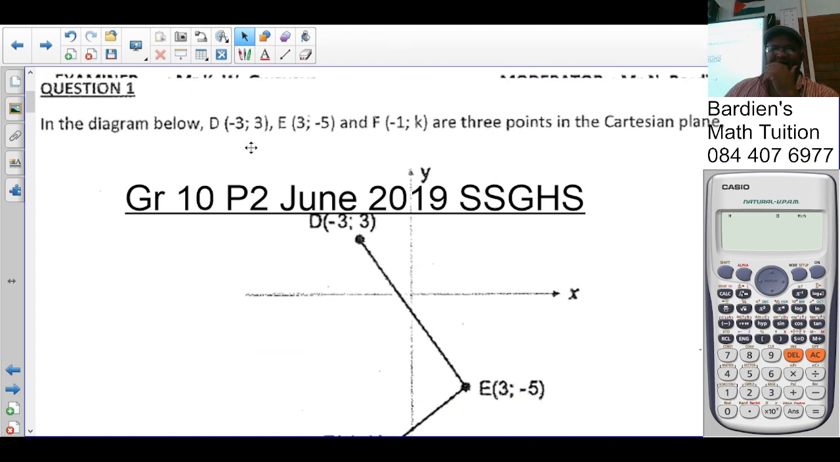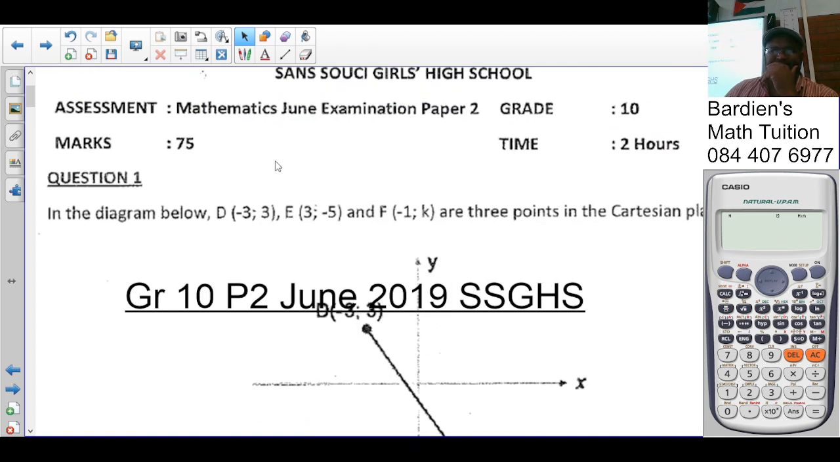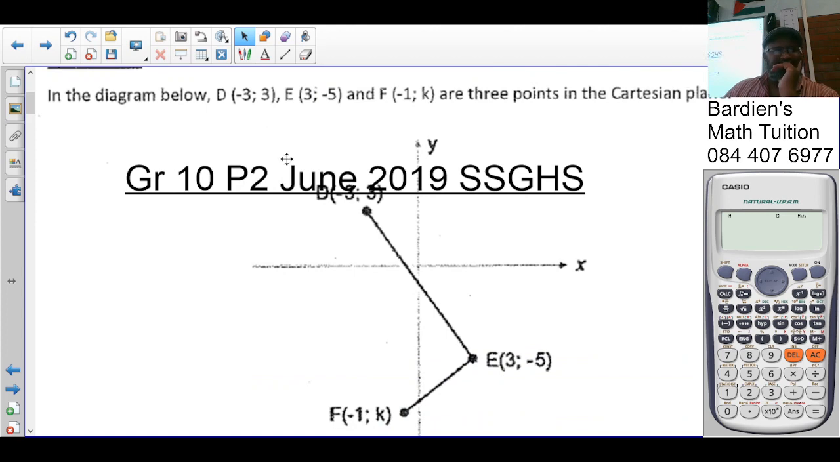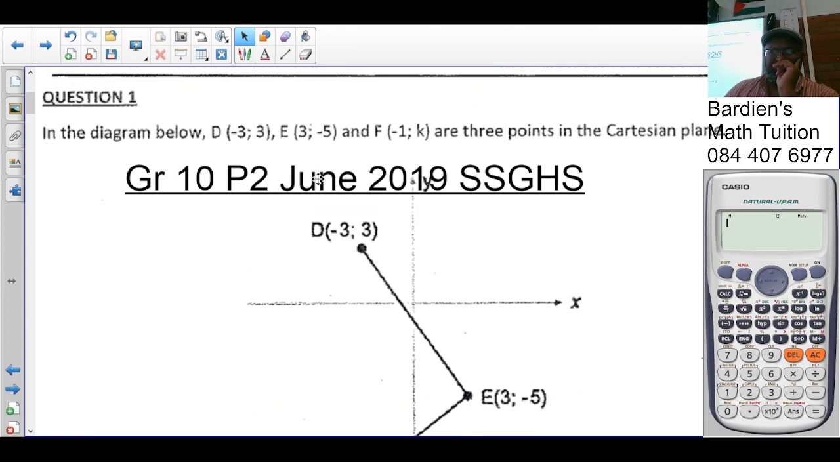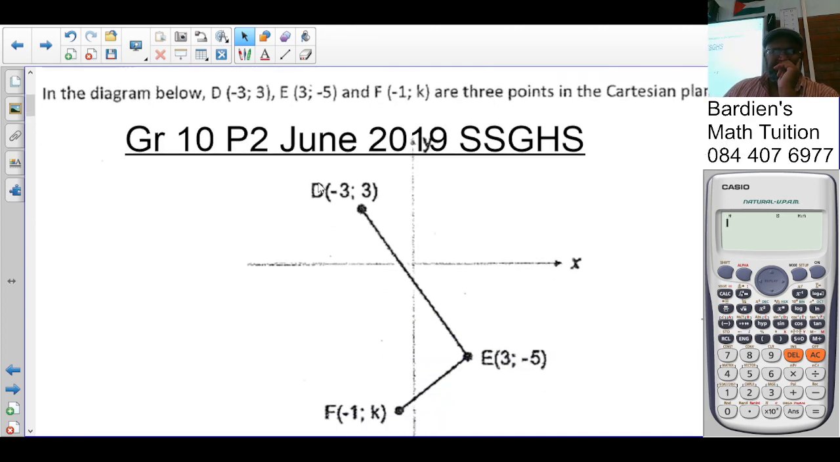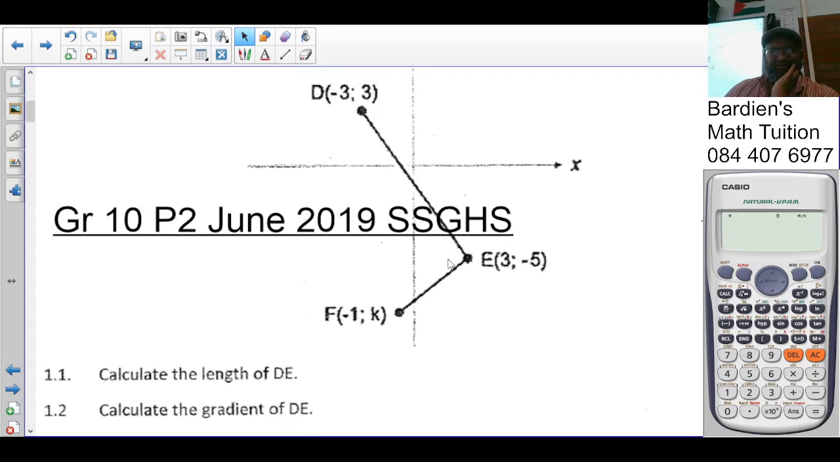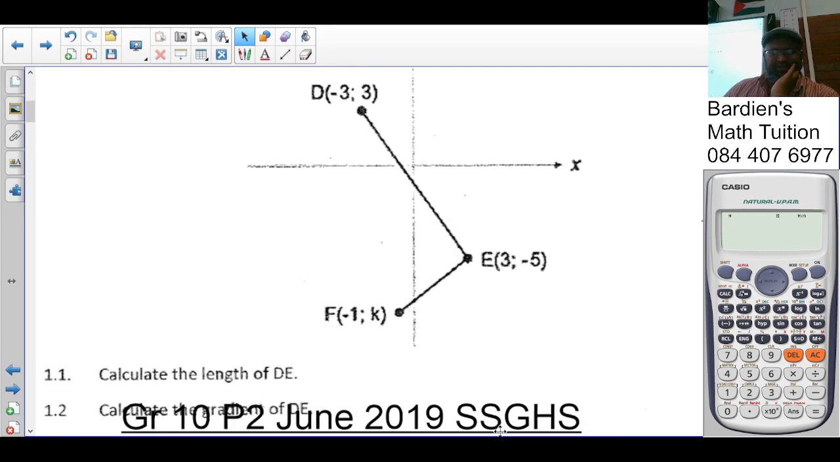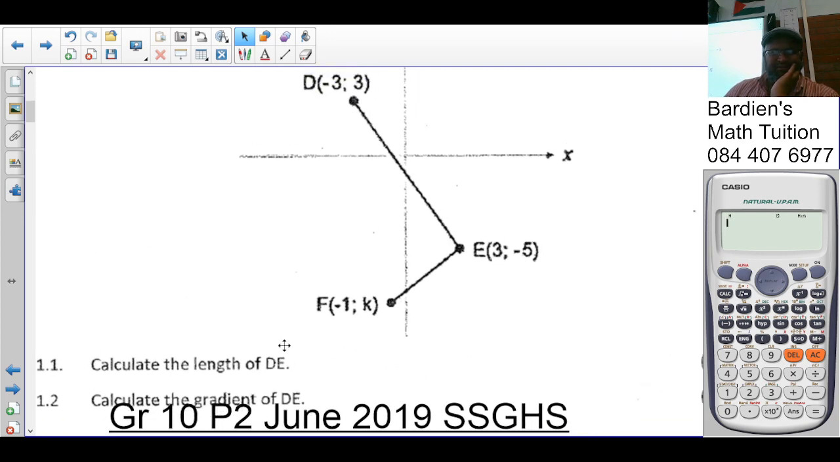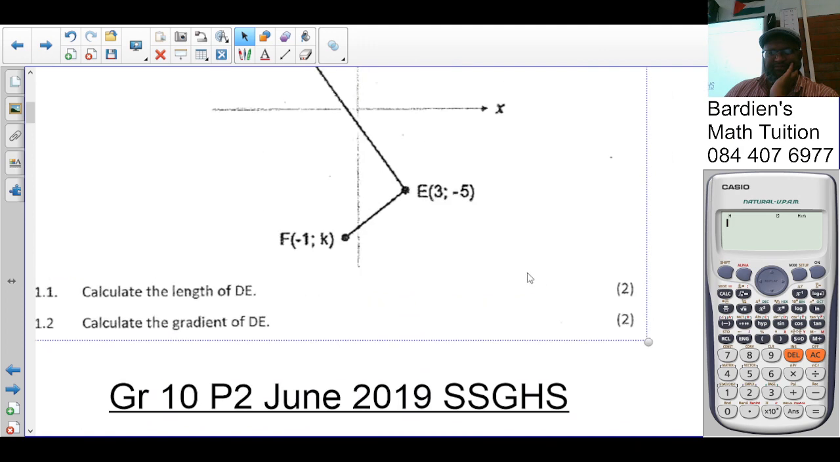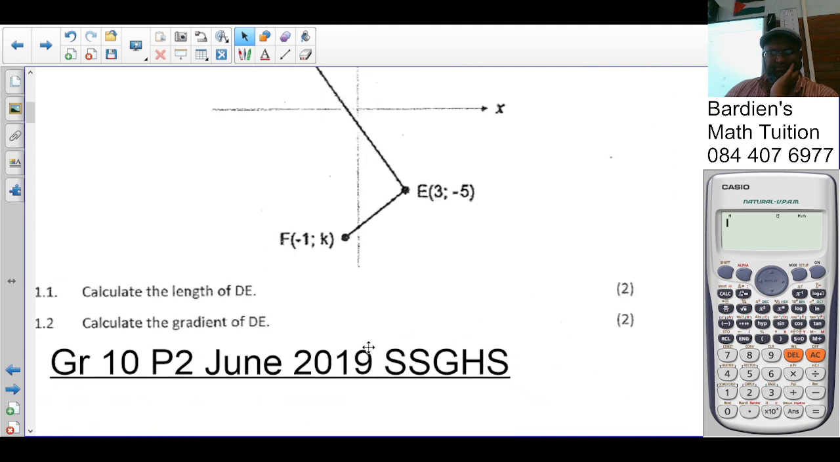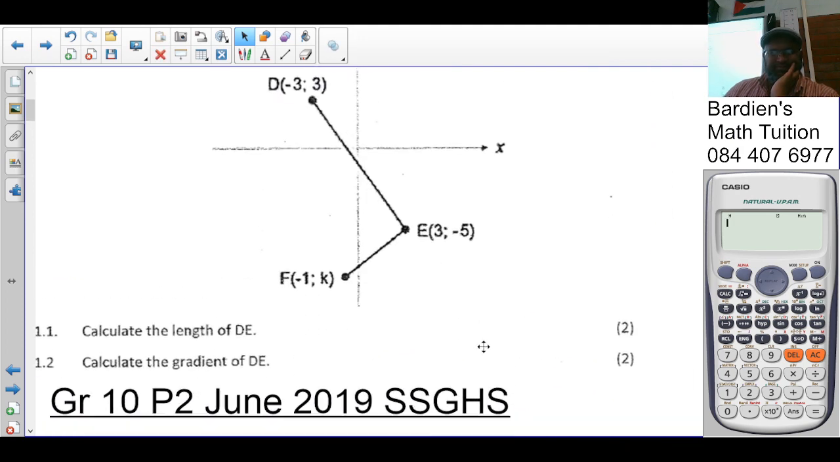So question 1 says that in the diagram below, D, which is negative 3 and 3, E, which is 3 and negative 5, and F, which is negative 1 and K, are 3 points in the Cartesian plane. So all that information is on the diagram. Good. Make this a bit smaller.